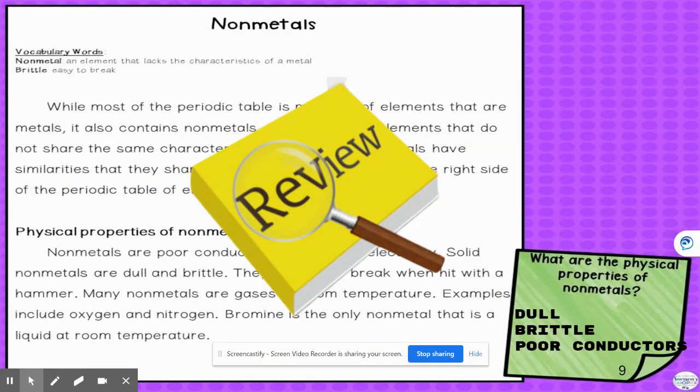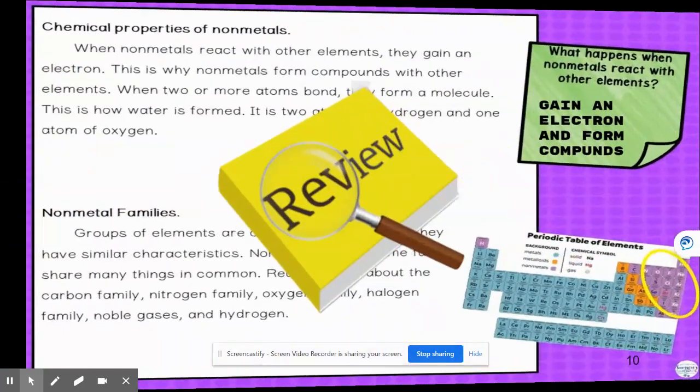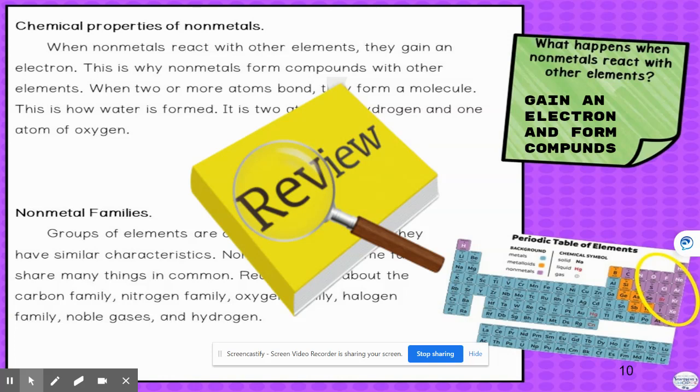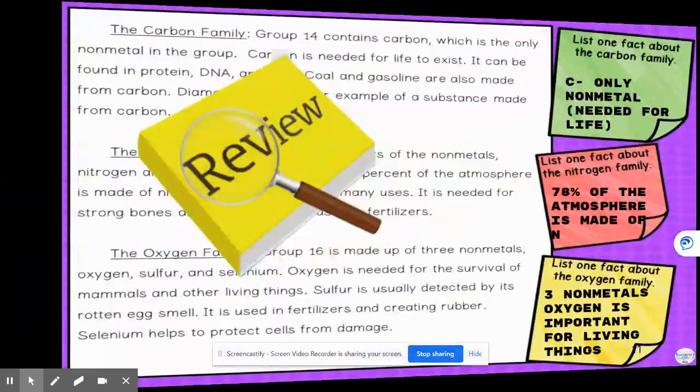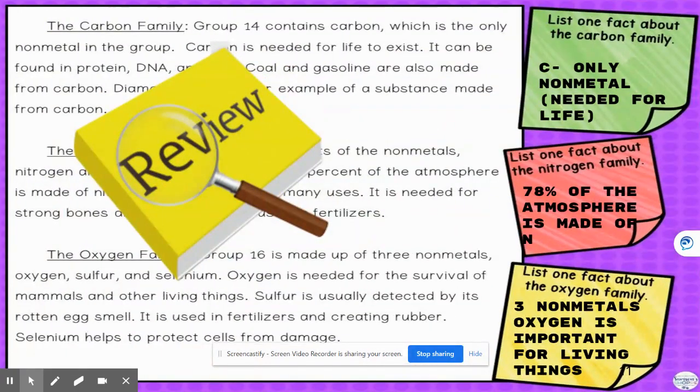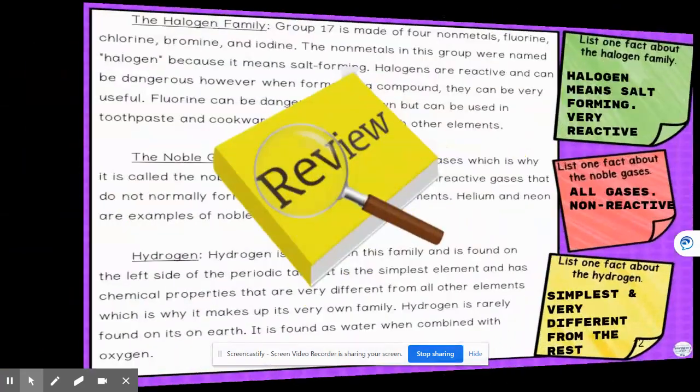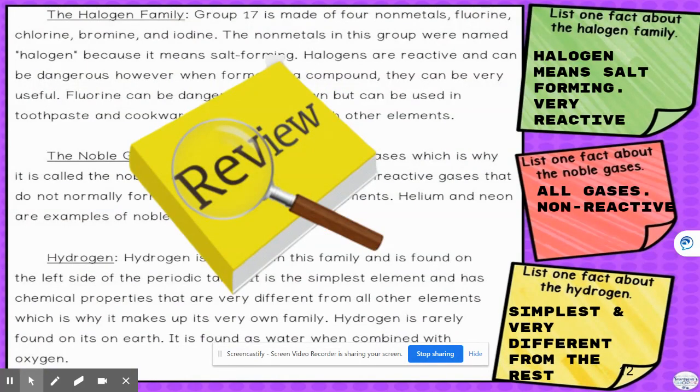Then this part looked at nonmetals. Some characteristics of nonmetals are they're dull, they're brittle, and they're poor conductors of heat and electricity. What happens when nonmetals react with other elements? They gain an electron and they form compounds. Then you looked at the different families of nonmetals: the carbon family, the nitrogen family, the oxygen family, the halogen family, noble gases, and then hydrogen.